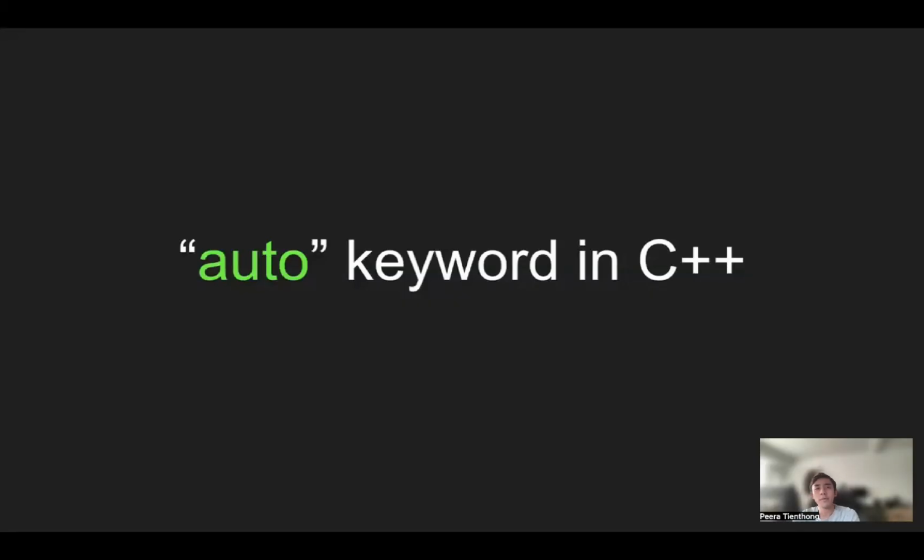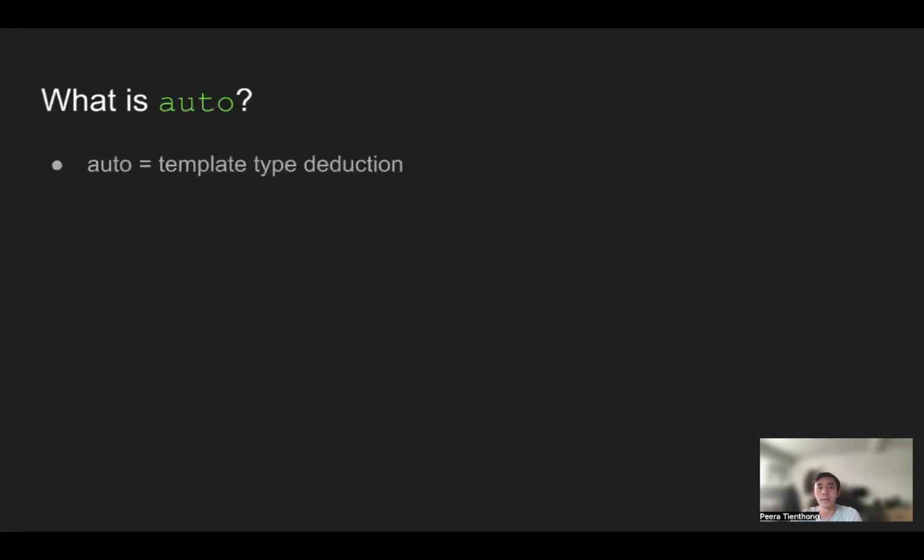Hi, many of you are familiar with the auto keyword in C++. You have used it for variable initialization, for readability, to speed up your coding. But what is it actually? In this video, I'm going to explain the concept of the auto keyword. So what is auto? Auto is based on template type deduction.